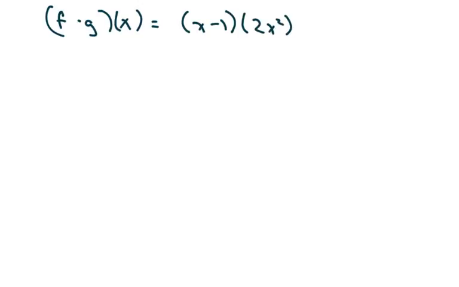Multiplying, we're going to get f of x times g of x equals x minus 1 times 2x squared, and that's going to give us 2x cubed minus 2x squared. There's no fractions or anything, so our domain is still all real numbers.